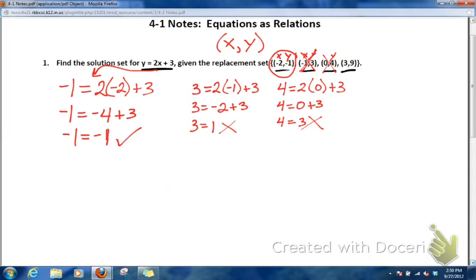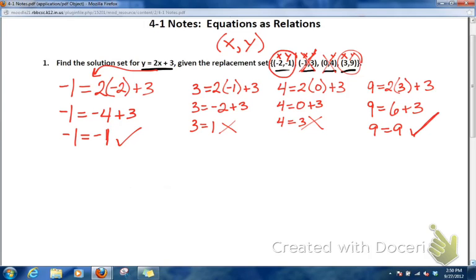And finally, the last ordered pair is 3, 9, so y is 9. So I'm going to say 9 equals 2 times x, and in this case x is 3, plus that 3 that was in the original equation, and we solve. 9 equals 6 plus 3. 9 equals 9. That is true. That checks out. So this is also going to be one of our answers.